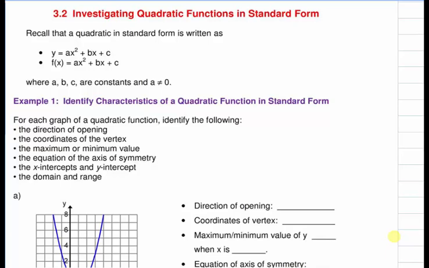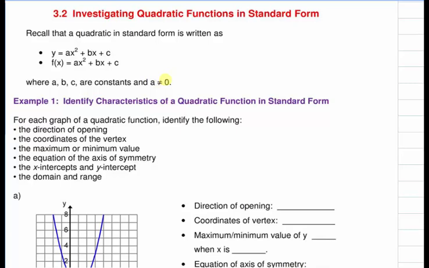In this next section, we're going to be taking a look at quadratic functions in standard form. And recall from the beginning of this unit that a quadratic in standard form is written as y equals ax squared plus bx plus c, or if you write it in function notation, f of x is equal to ax squared plus bx plus c, where a, b, c are constants and a cannot be 0.